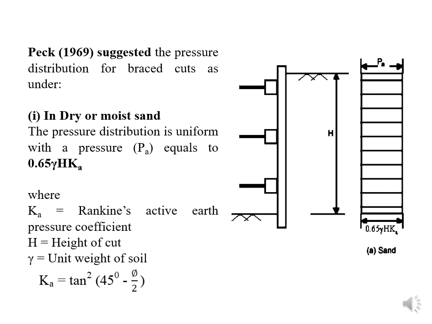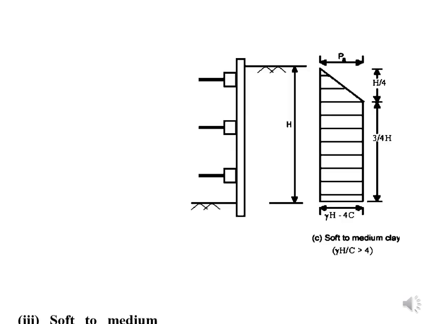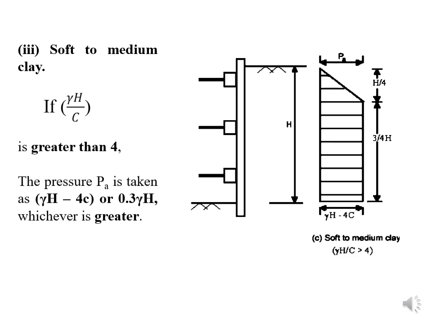So how can we find out the total pressure working on this sheet? 0.65 gamma H KA is the width, and the height is total H. We shall multiply the values, and then we can get the total pressure acting on the sheet in case of dry or moist sand. So we completed this one, soft to medium clays. So pressure behind the sheeting we have completed.